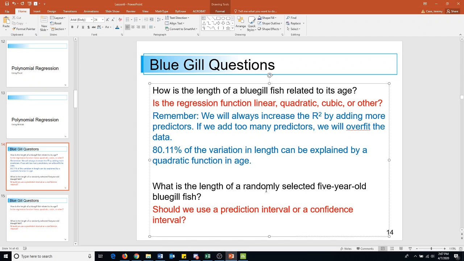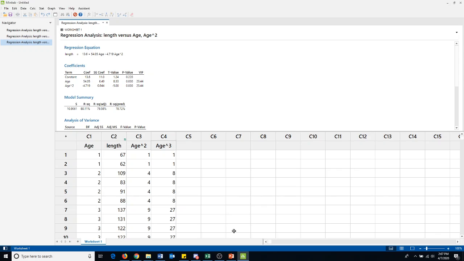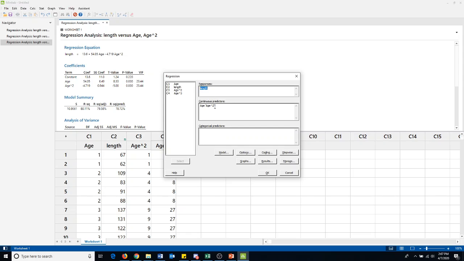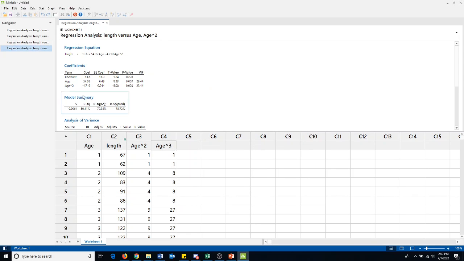If I randomly select a 5-year-old bluegill fish, should we use the prediction interval or a confidence interval? Now think about that as I go through this. Should I use a prediction interval or a confidence interval if I randomly select a 5-year-old bluegill fish? So as I'm setting this up, I'm going to do my regression and fit the regression model just with age squared. And I'm going to click OK with that.